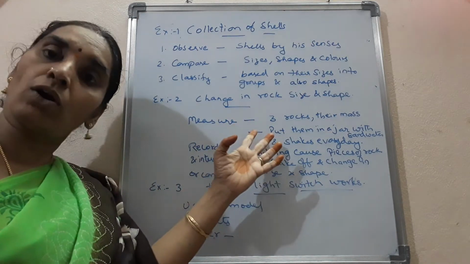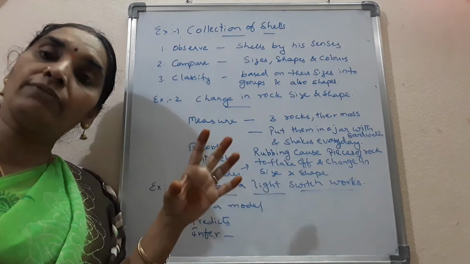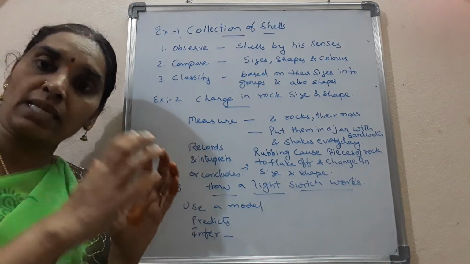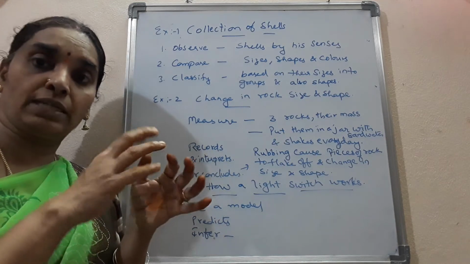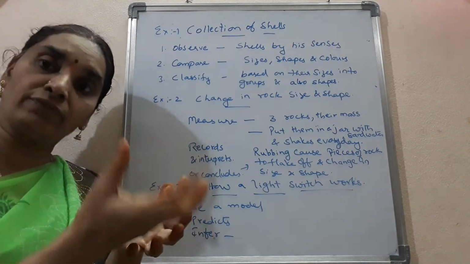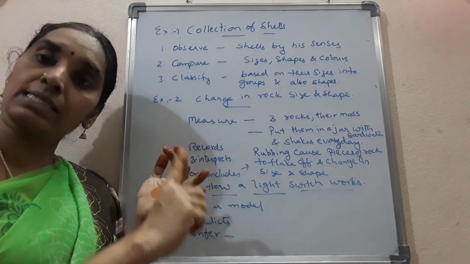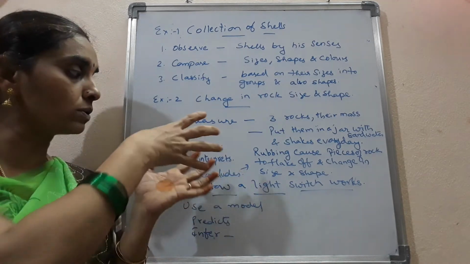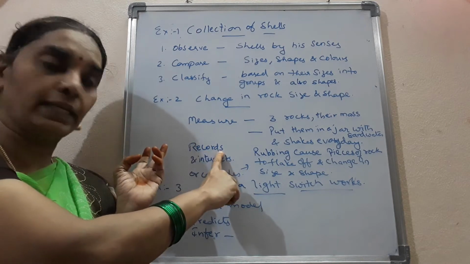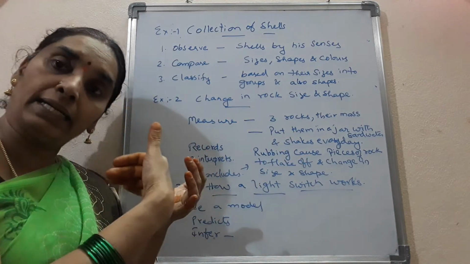So you take three rocks, you measure their mass first. Then you put them in a glass jar with sand and water and shake it well. After shaking, you can see that there will be a change in the mass of each rock which you have taken. So you can record the mass of the container, the sand that you have used, and also the rock. Here you record the data and you interpret it with what you already had before.